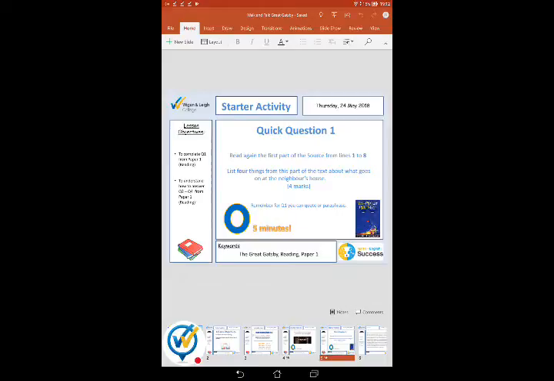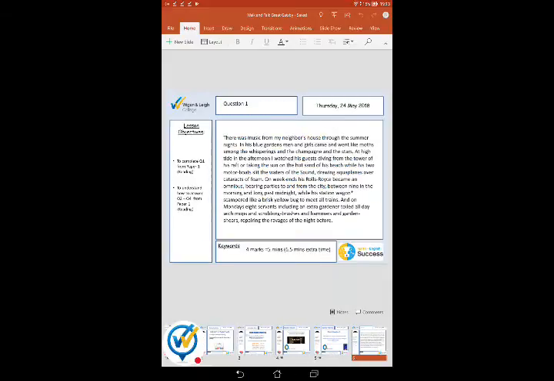And in this one you can see it says list 4 things from this part of the text about what goes on at the neighbour's house. So we'd be having a look at this part of the text.